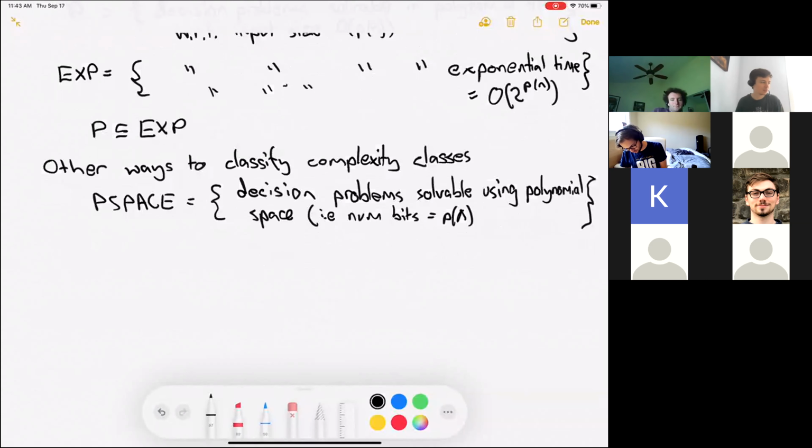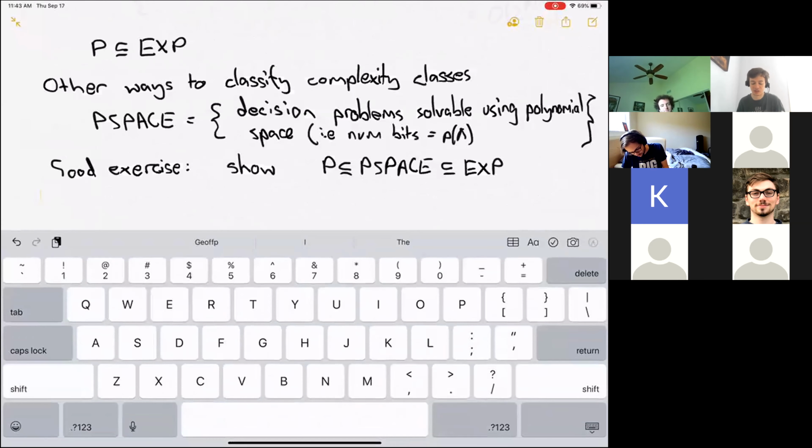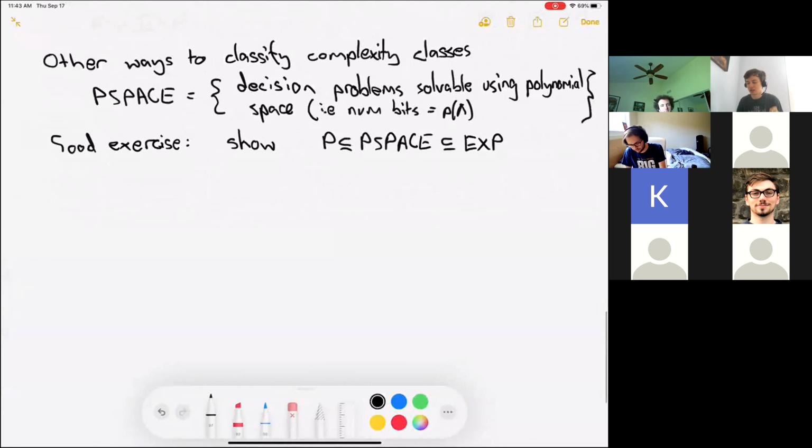Okay. It's a good exercise, depending on your background, to either satisfy yourself or try to prove, first, that anything that can be done in polynomial time can also be done in polynomial space. And secondly, that anything that can be done in polynomial space can always be done in exponential time. Okay, I'll leave you guys to think about that. You can ask me about it in office hours if you like.